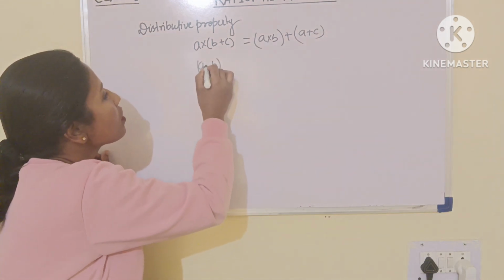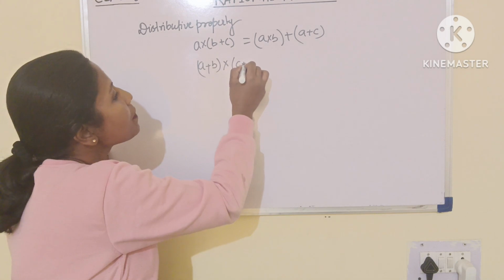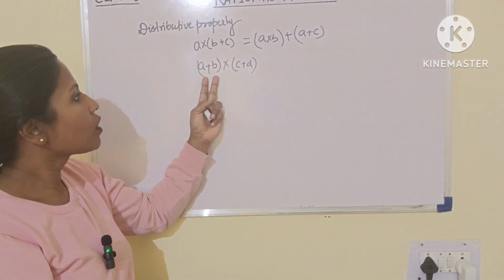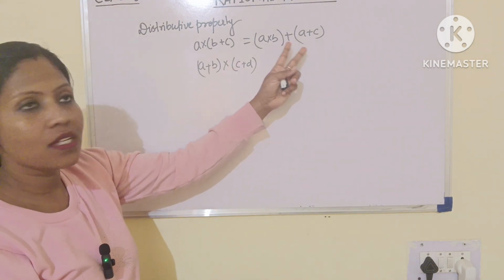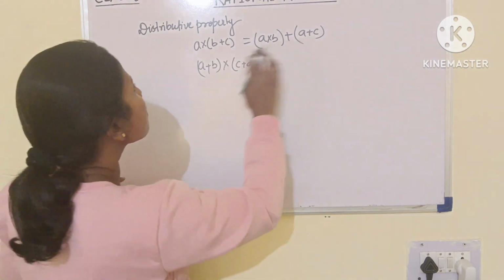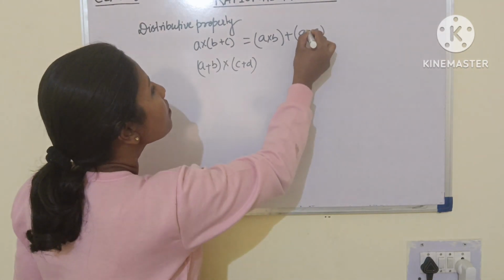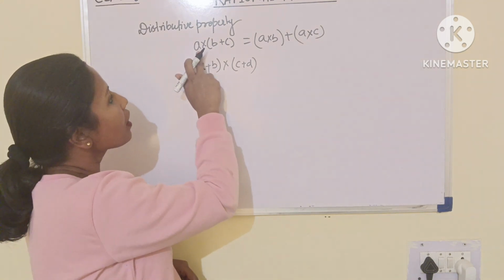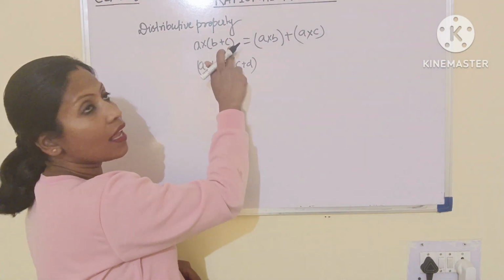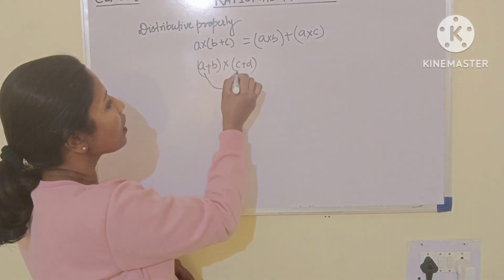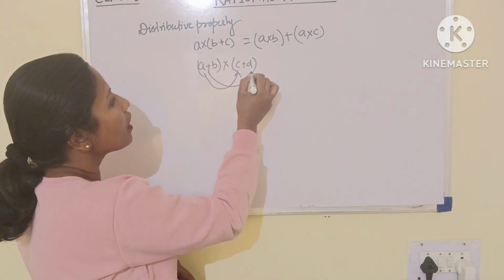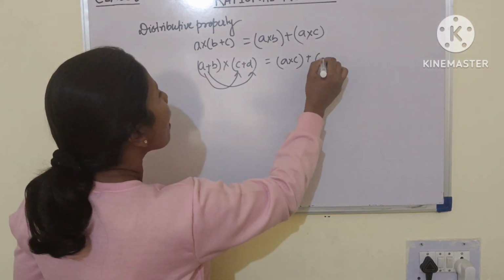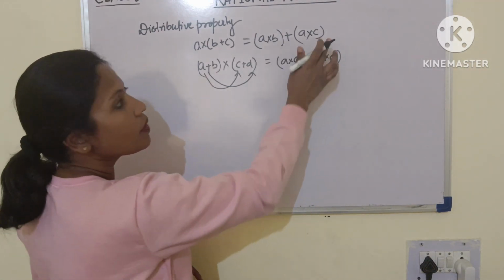Or let's write a plus b and c plus d. Now I have taken 2 numbers here also, so we have to follow the same. This will be wrong here. This will be a into c. What here I did? I multiplied a with b and then a with c. You have to do the same thing: a into c and a into d. So a into c plus a into d. So this one we did, right?